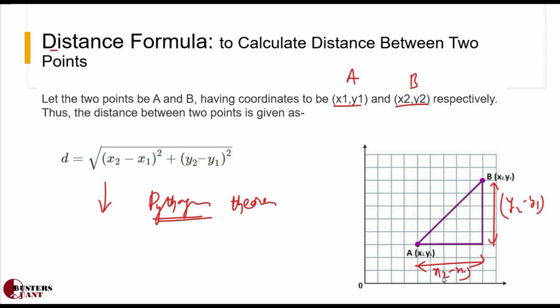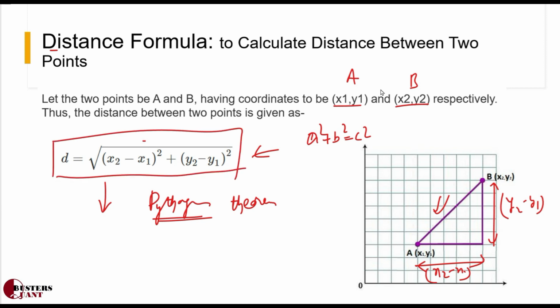We need this line. So we can apply the Pythagoras theorem to find this formula, a square plus b square equal to c square. But it is better to remember this formula directly. So whenever you are given any two points, you can just apply this formula to find the distance. Now there are two special cases that can be used to solve the question easily.